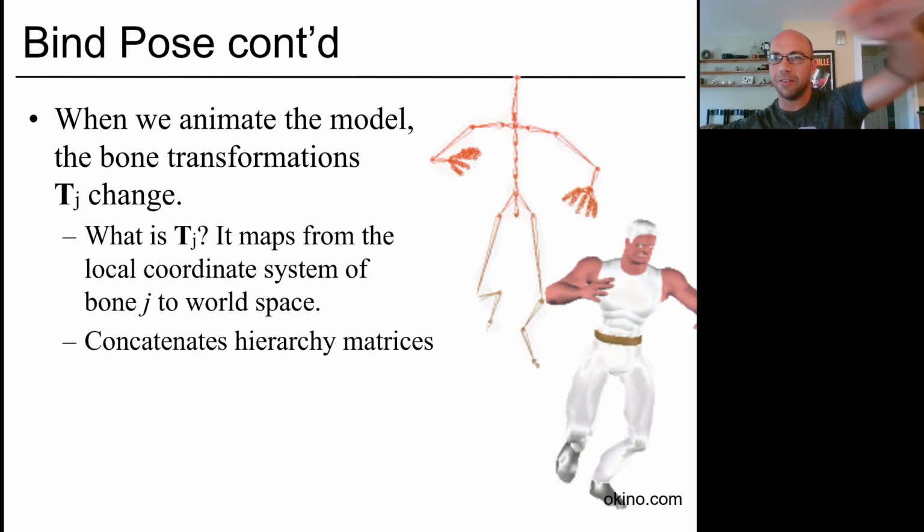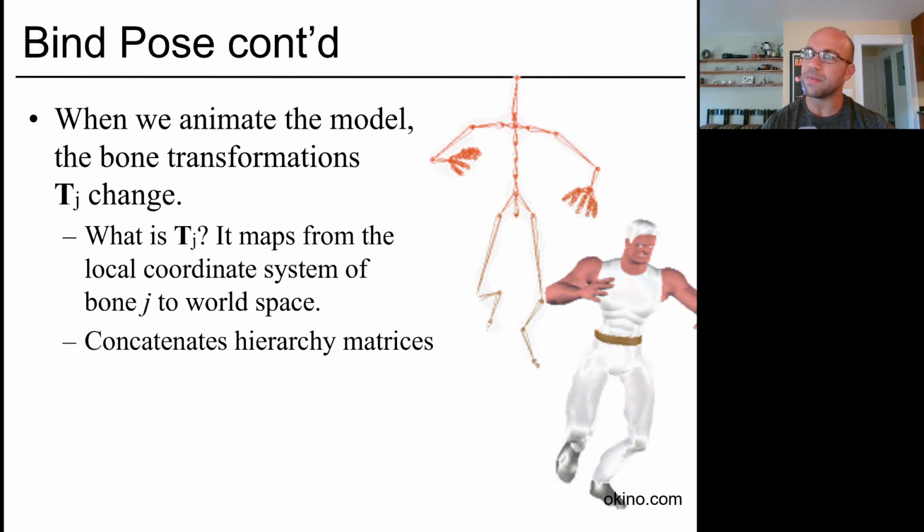Now we want to put this character in a new pose, right? He's bent his arms. Now we get a new matrix Tj, which goes from the local coordinate system of the deformed bone to the world space. You can also get that from concatenating hierarchy matrices. Notice you can reuse the same piece of code. One piece of code composes matrices to get the rest pose, given the parameters. Then you just call the same piece of code, but with new joint angles, to get the Tjs, which tell you the deformed pose of the skeleton.